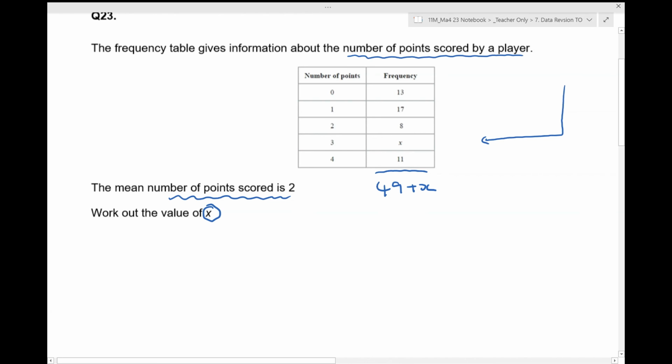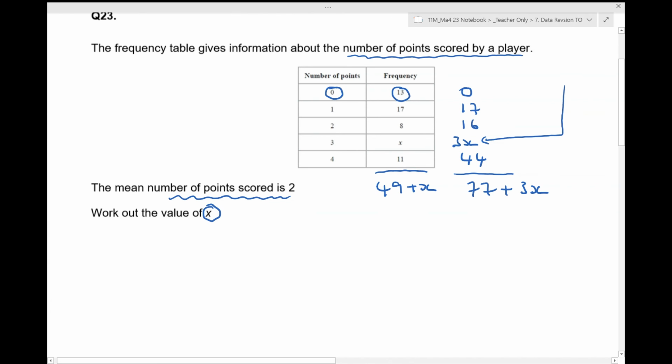Now, how many points did they score in total in those games? Well, I'm going to multiply the number of points by the number of times the player scored that number of points. 0. They scored 1 point 17 times. They scored 2 points 8 times, so a total of 16. They scored 3 points x times, a total of 3x. And they scored 4 points 11 times, a total of 44 points. So altogether, the total number of points that they scored is 17 and 16 is 33, 73 is 77 plus 3x.